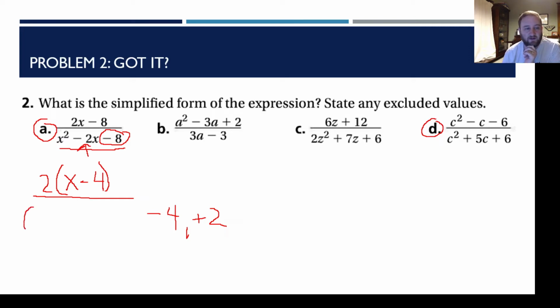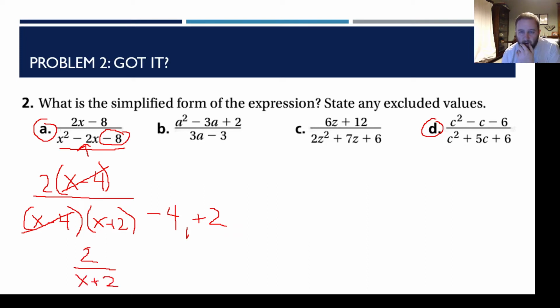So then my factors would be x minus 4 times x plus 2. So I've got an x minus 4 on top and bottom that I can cancel out. So then I'm left with 2 over x plus 2. Okay? All right. D, we actually have two different trinomials that we need to factor.